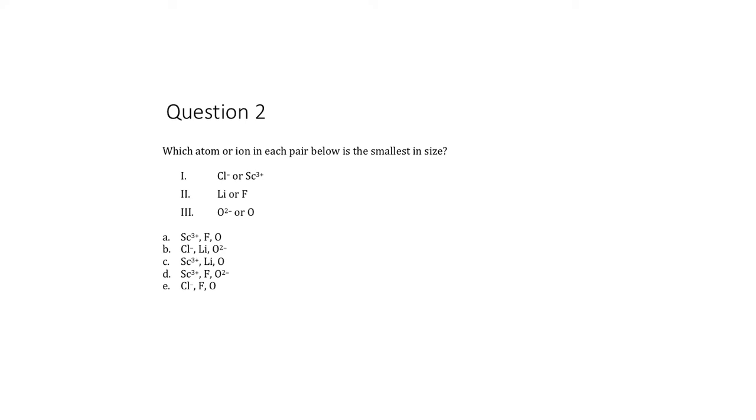Question 2: which ion below is smallest in size? Chloride or scandium: both of these have 18 electrons. They both have the argon configuration. Scandium has 18 plus 3, 21 protons. Chlorine only has 17. So the smaller ion here is scandium. We can rule out B and E.